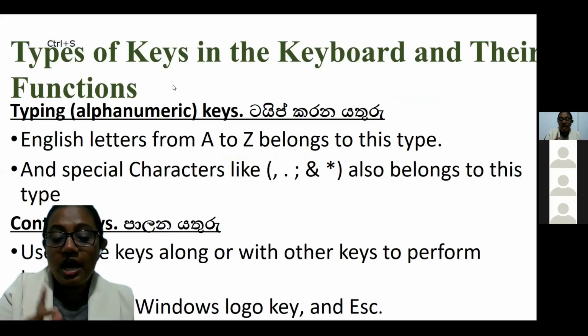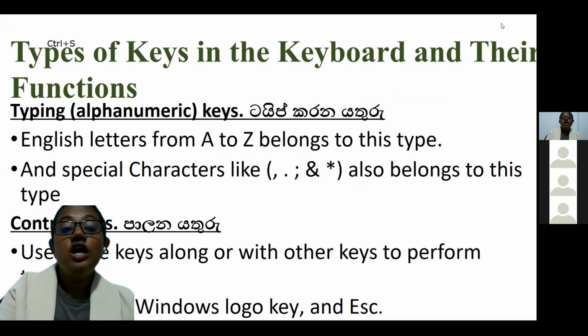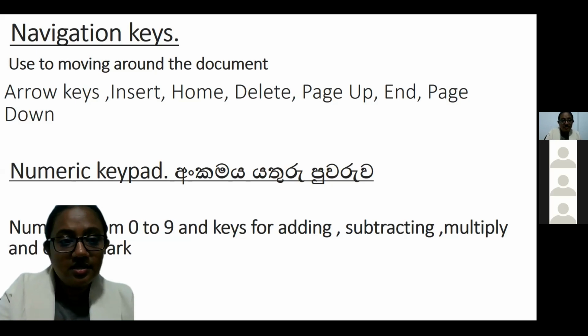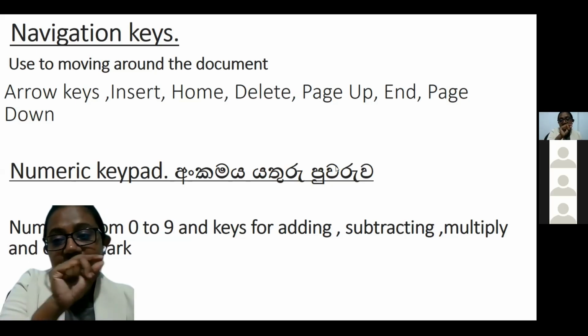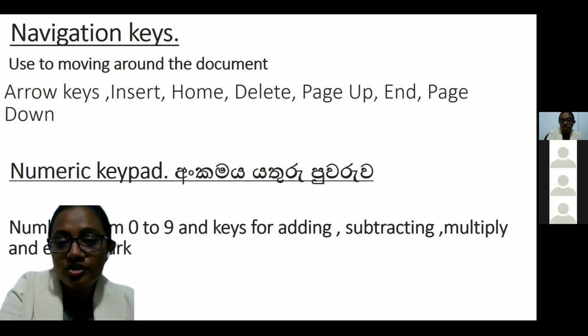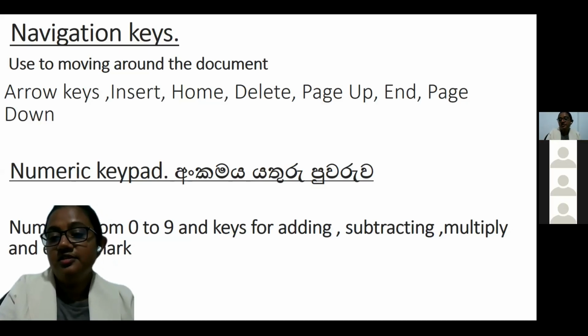Let's go to the screen. Here, please highlight the CTRL, ALT, Windows logo key and escape key. These are some examples for control keys. Next, arrow keys. Navigation. Home. Read the definition. Used for moving around the document. Arrow keys, Insert, Home, Delete, Page Up and End, Page Down. Right, very good.